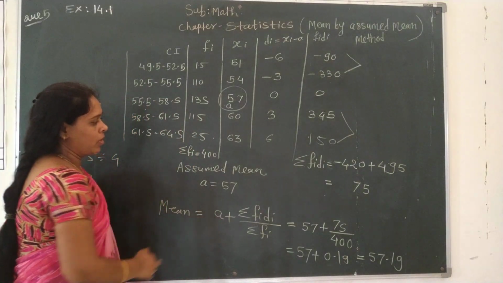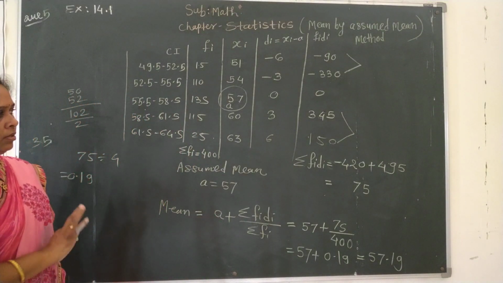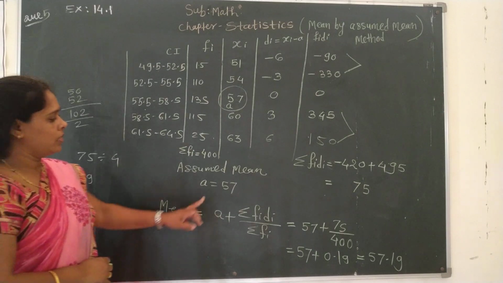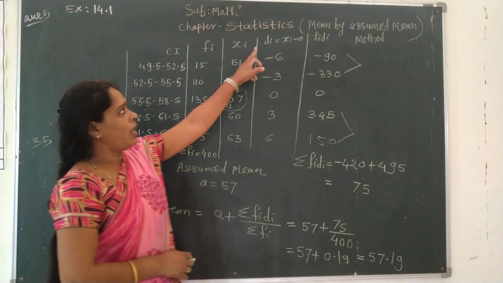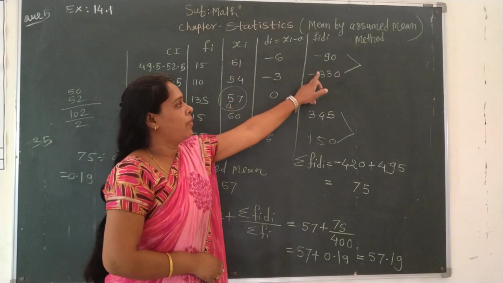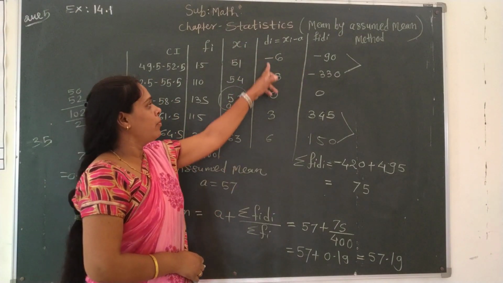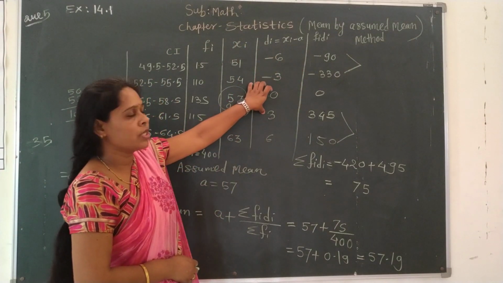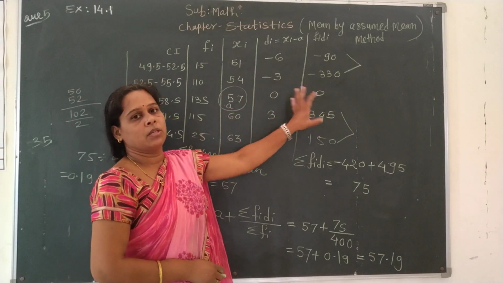It is the formula for the assumed mean method. Only one step is increased there. If you consider the assumed mean method, you have to find out di, and after that the product fi di. And if you find out di, your calculation reduces and your work becomes easier.